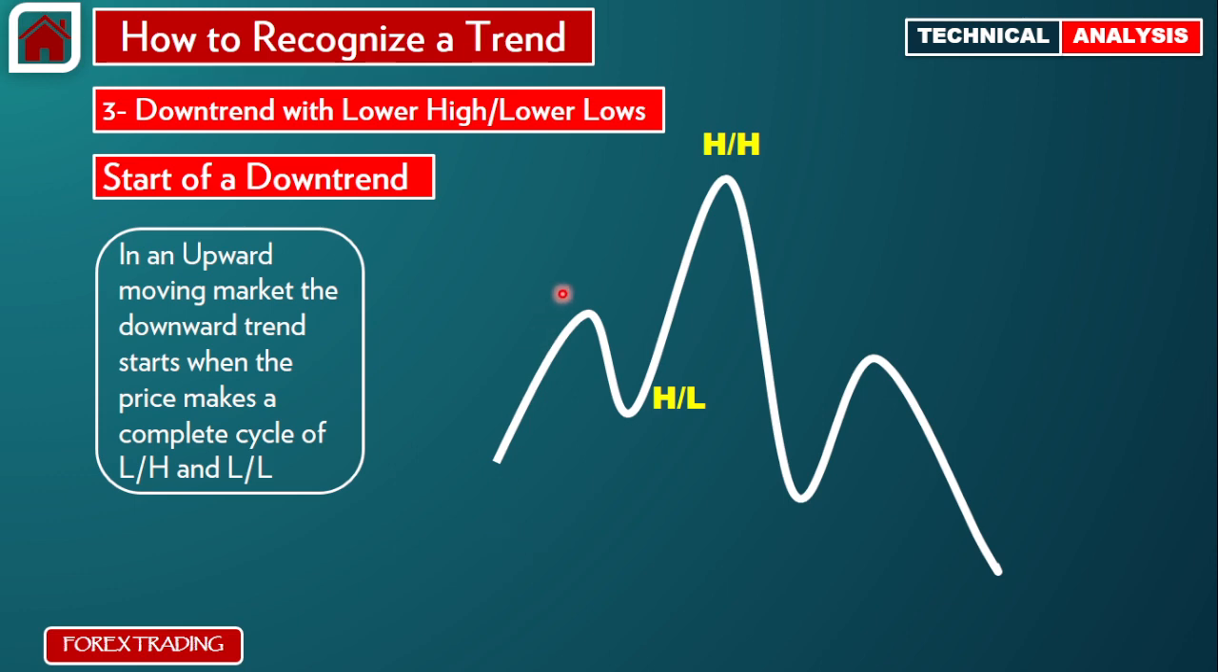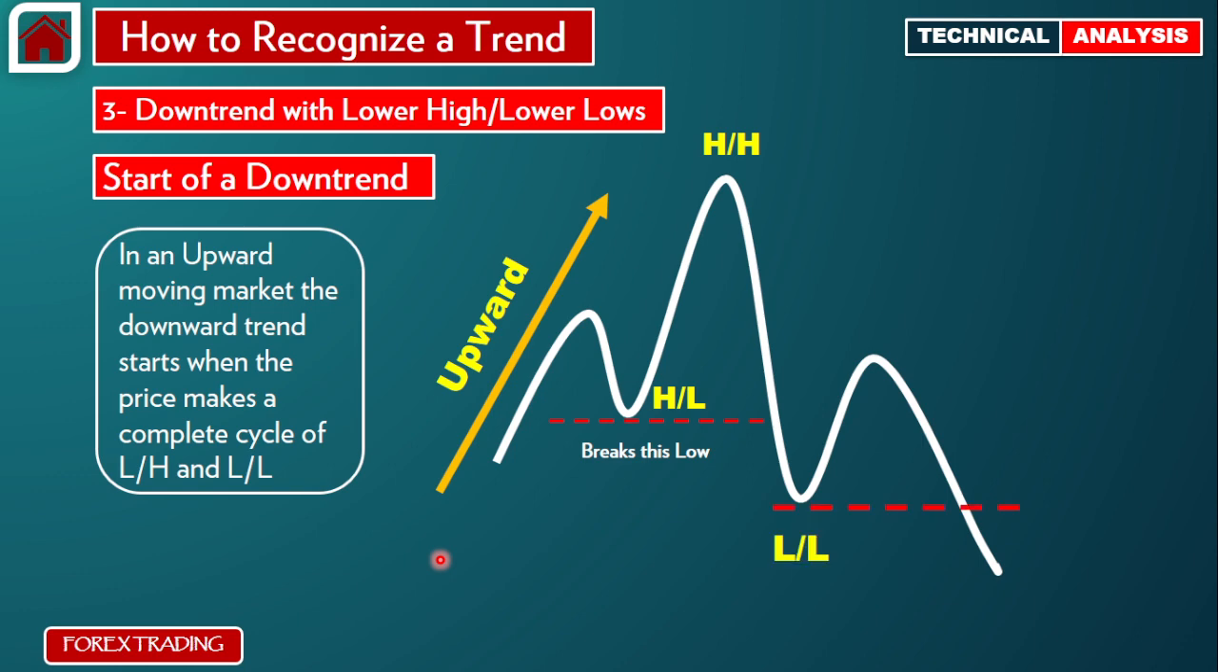So this was an upward market, it was making this high low and this high high, right? And it was basically an upward market. So what happens then, it dips down, and then it breaks this low, and then it makes a new low, right? And then it moves upward and makes a new low high, right? So this is where it completes one cycle of low high and low low.